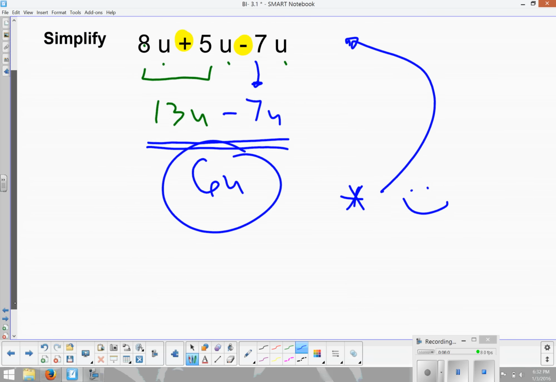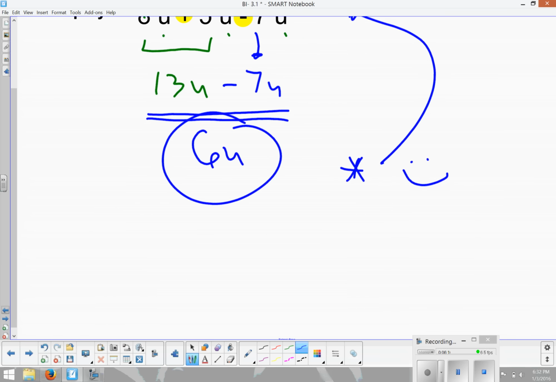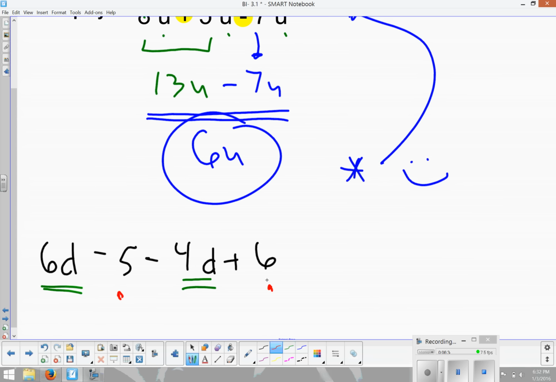I don't have it here, so I'm going to go ahead and add it on here. We have here 6d, and then we have here minus 5. We have minus 4d, and then we have here plus 6 right there. So which ones do they have in common that we can combine first? So first, let's see what they have in common. I see that the 6d here is in common with the 4d. And then I see that the 5 here shares this in common with this number. Because number to number, variables to variables.